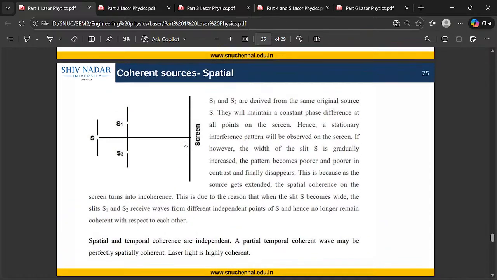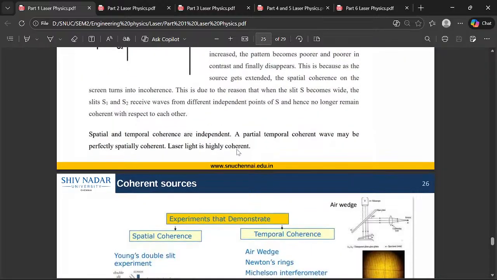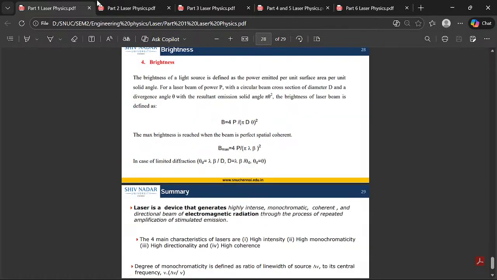So basically, how to achieve this spatial coherence is that we have studied the double slit experiment. When a single source is given and slit 1 and slit 2 are present, then these slits act as sources, and these slits produce the wavefronts which will be coherent. Okay, this is all about part 1 of laser physics. Then we'll move to part 2.